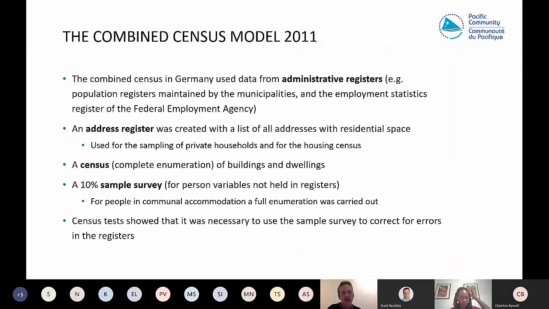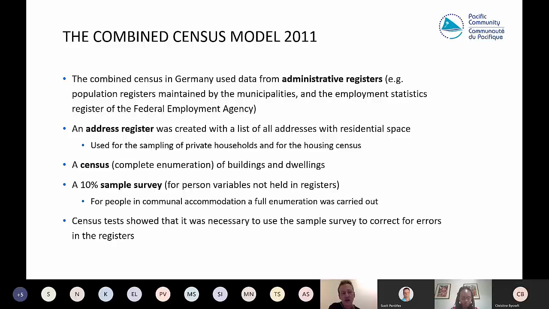So Germany, there were lots of protests in 1983 to their census, and they didn't have a census in 2001, but they introduced a combined census model in 2011. The combined census in Germany used administrative registers, principally the population register and a register of employment information from the Federal Employment Agency.